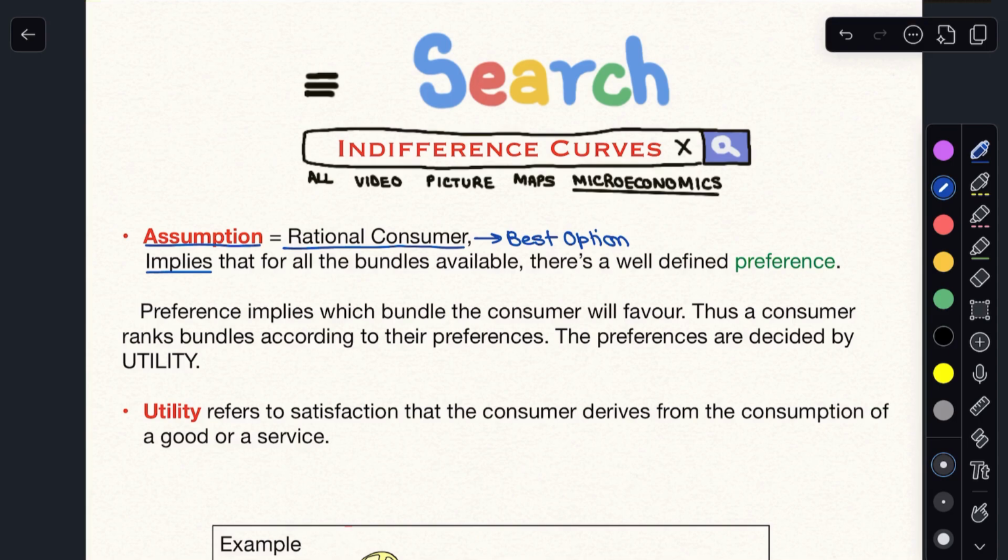A consumer being rational means that a consumer will always have a well defined preference. This means that there will be bundles the consumer will either favor over the other, or the consumer will be indifferent between them. And these preferences are decided by the utility that the consumer gets from consumption.